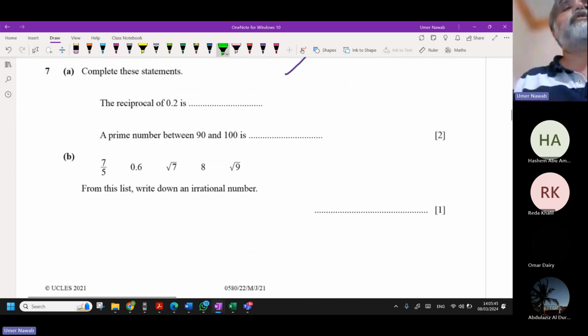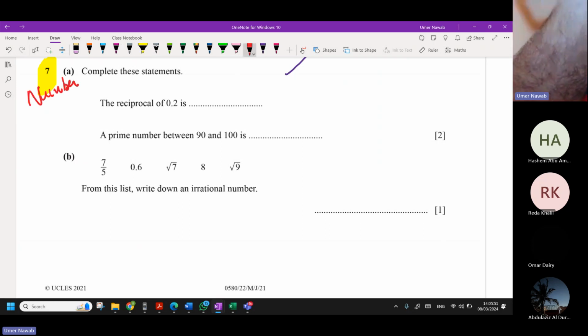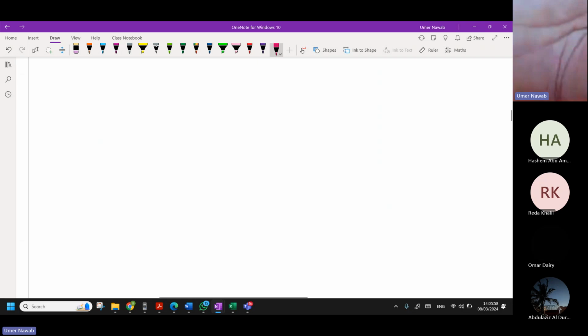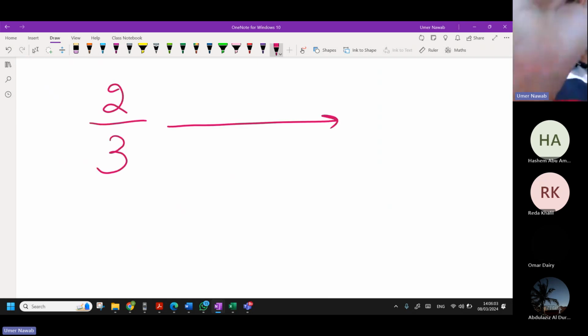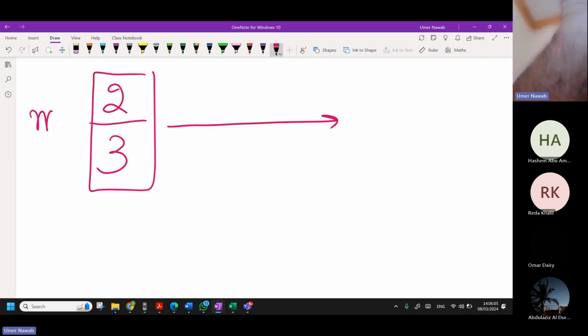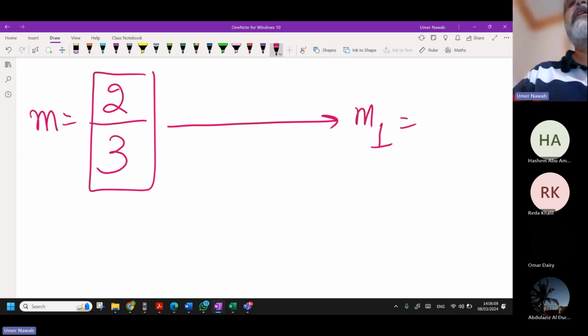Now, next question is question number 7. Question number 7 is on numbers, guys. Why I'm saying numbers? Because the examiner is asking you reciprocal. You remember that in the class, I have told you many times, what is the meaning of reciprocals? Mr. Abdus Salam taught you when we take the gradient, and you want to find the perpendicular gradient, you need to do two things. You need to change the sign and you need to reciprocate it. Reciprocation means numerator becomes denominator and denominator becomes numerator.